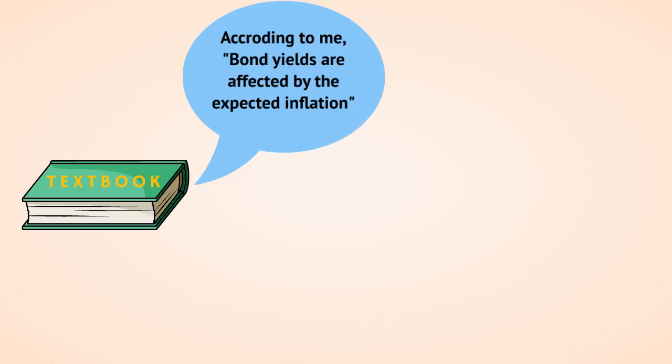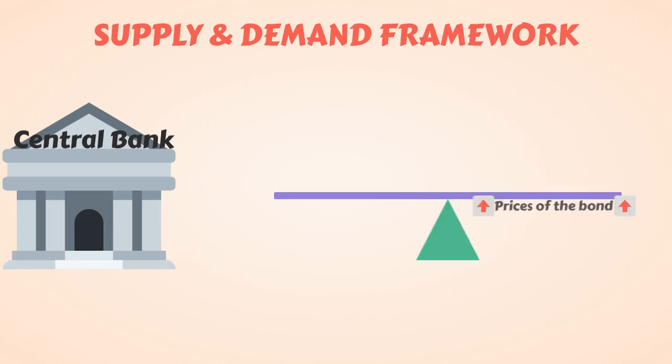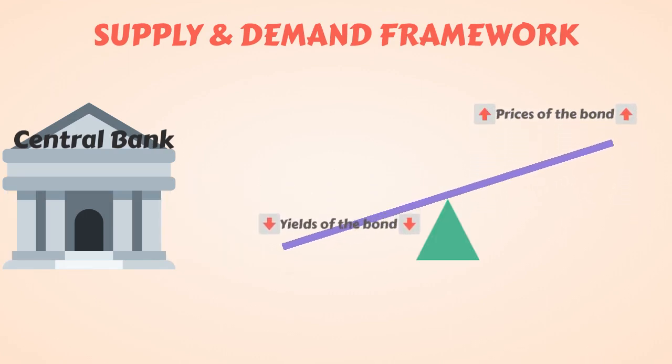So, to summarize, the textbook says that bond yields are affected by expected inflation. But in practice we are still back into the supply and demand framework, where if the central bank buys enough of the bonds, it could push bond prices sharply higher and yields sharply lower. And the yields can even go below the inflation rate. Strange but true. And I am going to sell the textbook back to the bookshop.